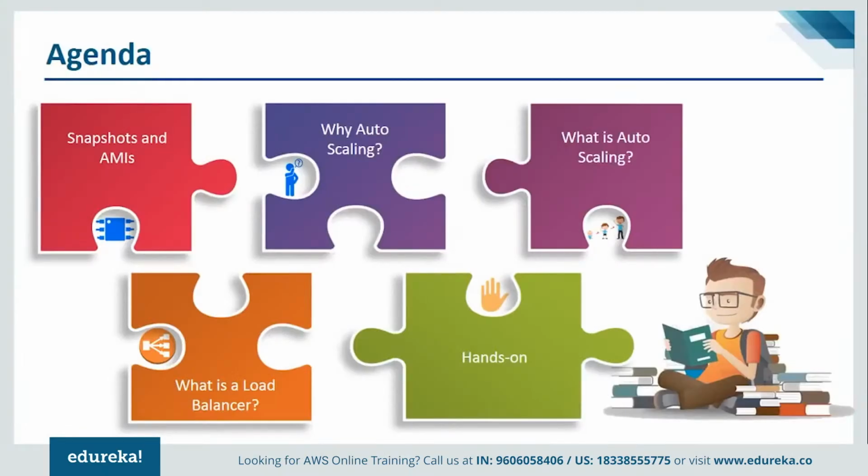So guys, this is what we are going to do today. First, we're going to see what are snapshots and AMIs. These are basically the entities using which you will be autoscaling your resources. Once you know what are snapshots and AMIs, we'll move on to why do we actually need autoscaling and what is autoscaling exactly. After that, we're going to see what is a load balancer, and towards the end, we'll be doing a hands-on, which is going to be very interesting because I don't think there's a demo out there which can show you the kind of demo that I'm going to show you today.